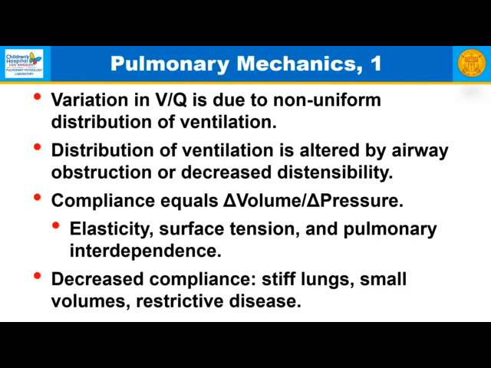Variation in VQ is due to non-uniform distribution of ventilation. Distribution of ventilation is altered by airway obstruction or decreased compliance. Compliance equals change in volume over change in pressure. And elasticity, surface tension, and pulmonary interdependence are all important in maintaining compliance. Decreased compliance is stiff lungs, small lung volumes, and is called restrictive lung disease.